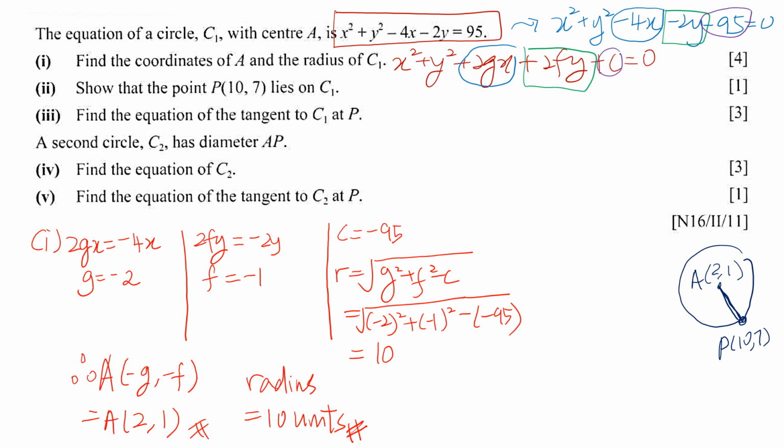Another way of looking at it is to substitute x to be 10 and y to be 7 into the equation of the circle. If I get 95 on the right hand side, it means that this point satisfies the equation, and if the point satisfies the equation, the point lies on the circle. So you can choose method 1 or method 2. I'm just going to show you method 2, which is easier because you just substitute x equals 10, y equals 7 into the equation. Let's do it now.